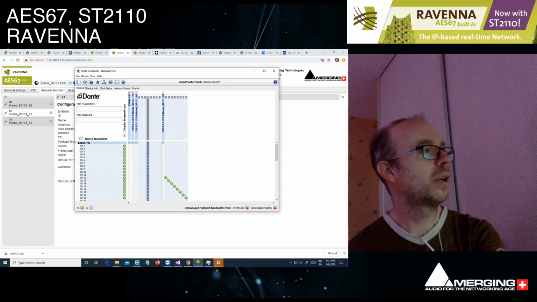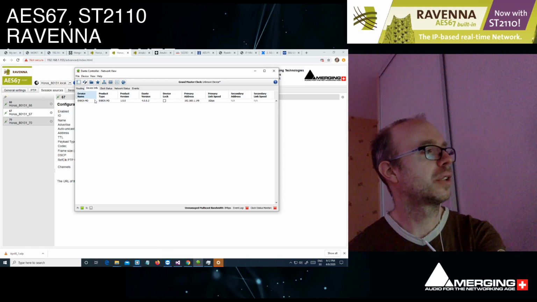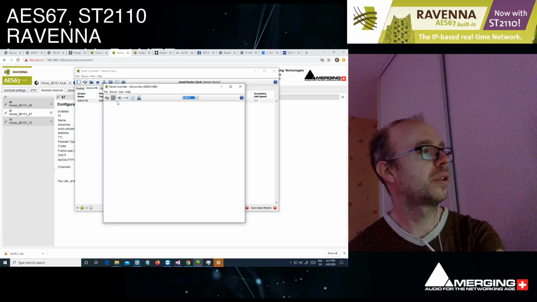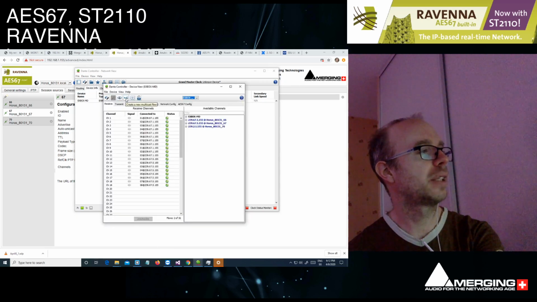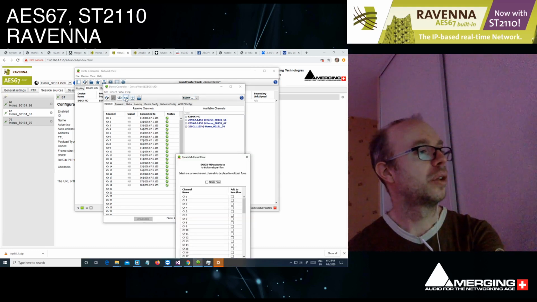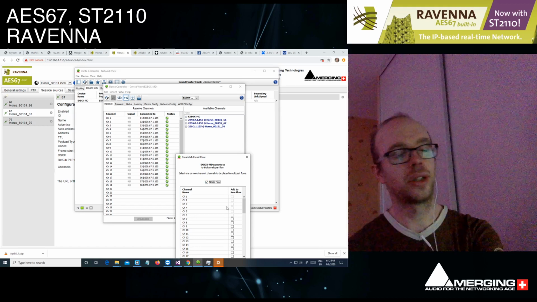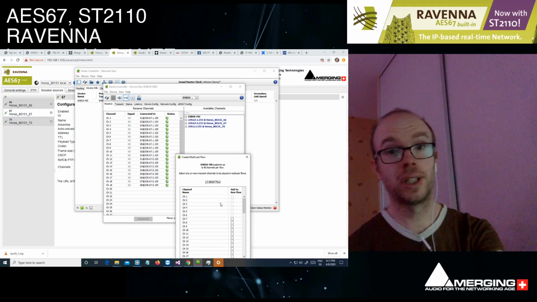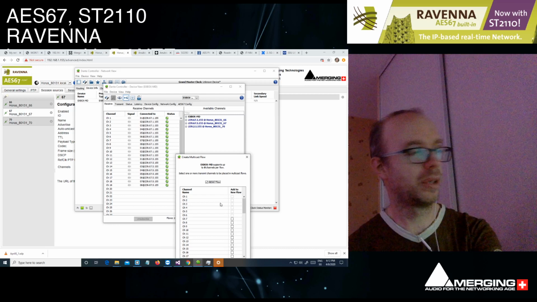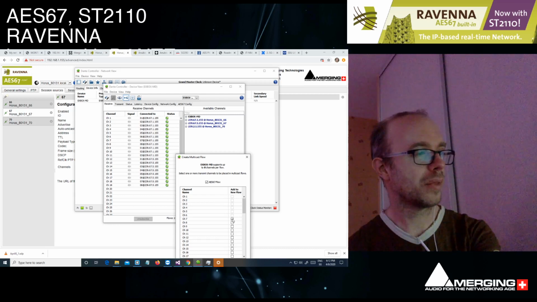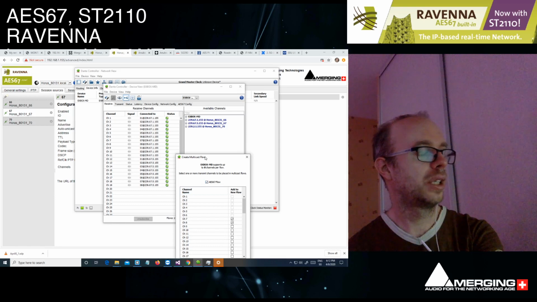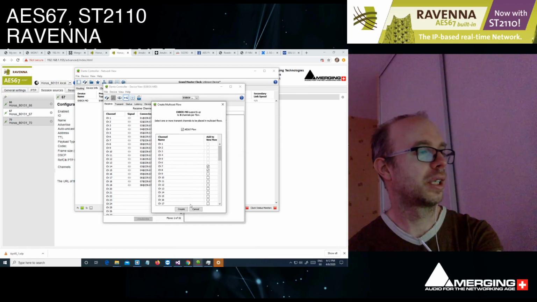And the other way around is directly using the device configuration parameters and adding a multicast flow. So you add a multicast flow, you choose it to be AES67, and you see that here you can only have one multicast flow, one channel per AES67 multicast flow. So you can add one, and you click create.